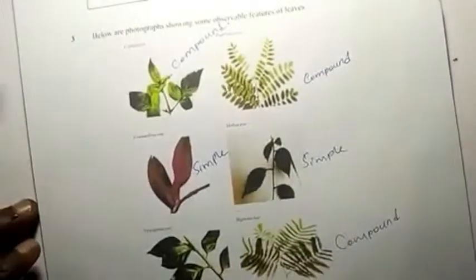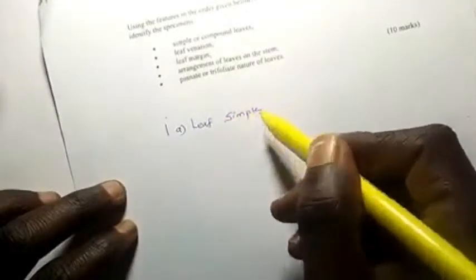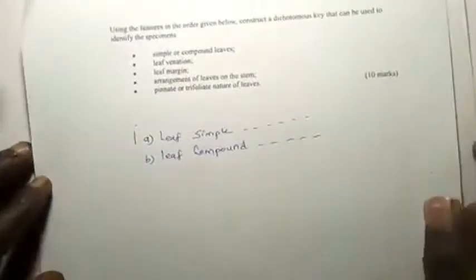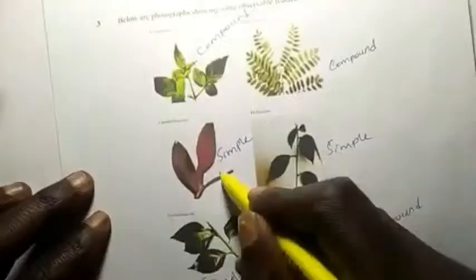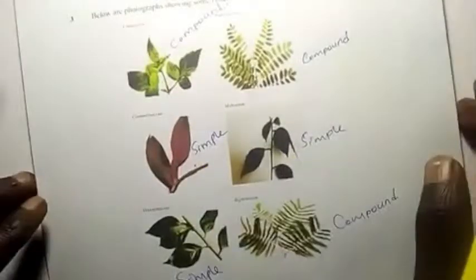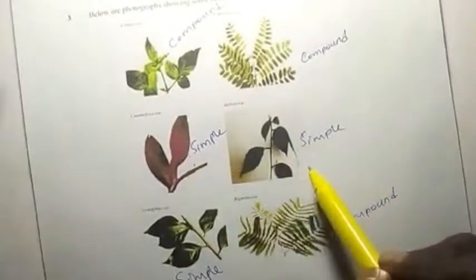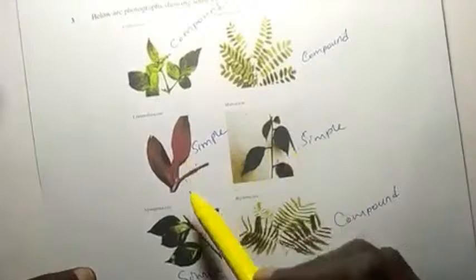Now let's start by constructing. You say 1A leaf simple, and then B leaf compound. Then we start with the first one, the leaves. You cannot write all the names. You should know characteristics that will differentiate the three.